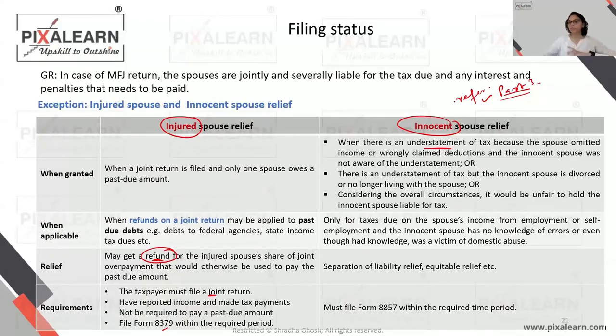So when you go to part 3, you will see that if, let's say, for any year, I short pay my taxes, then I'm supposed to be liable to the IRS. So now this is what is happening. There is an understatement of tax.